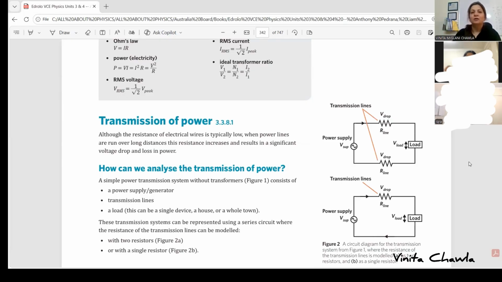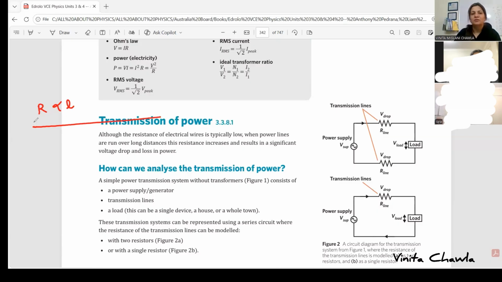And we know that resistance is directly proportional to the length of the wire. So for long distances, the length of the power lines increases, no? And hence the resistance increases, and it results in significant voltage drop and loss in power. Because if the resistance is increased, then there is a voltage drop across it when the current flows in the wire.